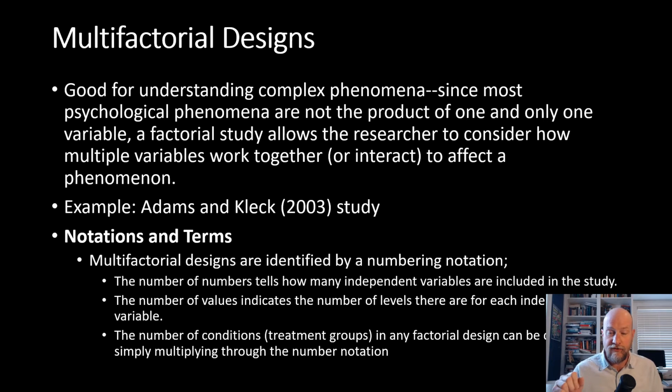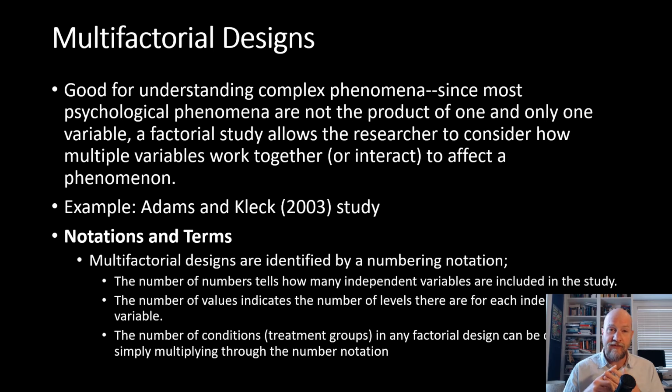There are 2 numbers and each of them has two levels of the independent variable. So there's two independent variables, and each of them has two levels. Now, to maybe clear this up a little bit and hopefully make the connection here, imagine for a moment if they decided to use three different emotions, right? Not just anger and fear, but let's say disgust.